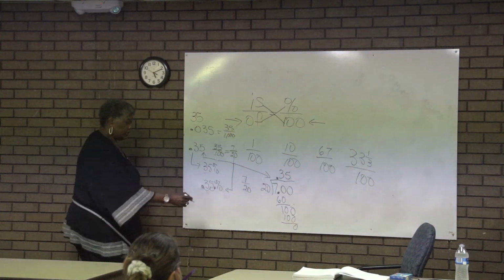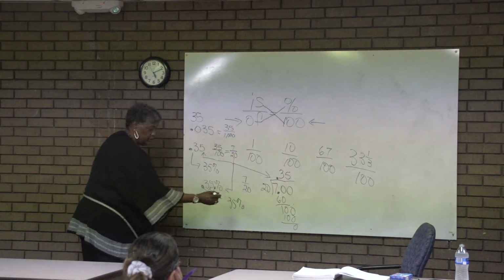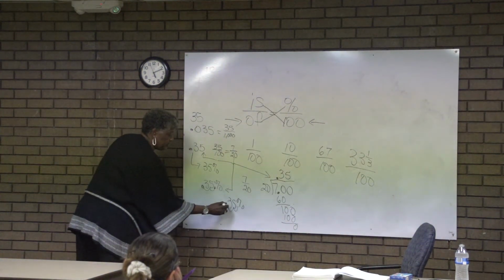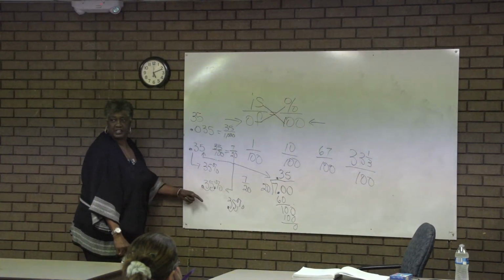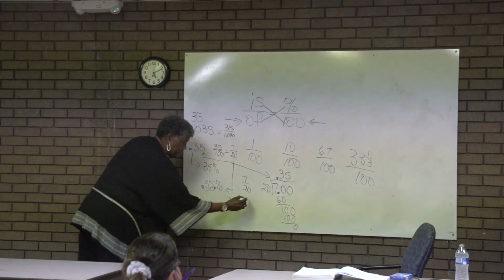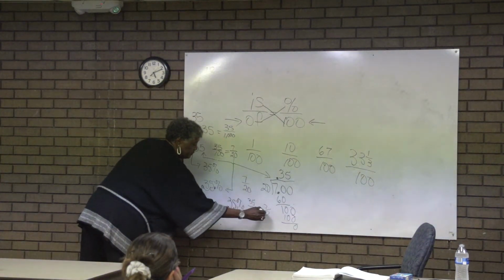And then of course, to change the percent back to a decimal, just divide it by 100. Go to the left 2 places. And then to change that back to a fraction, you read it, write it, and reduce it.